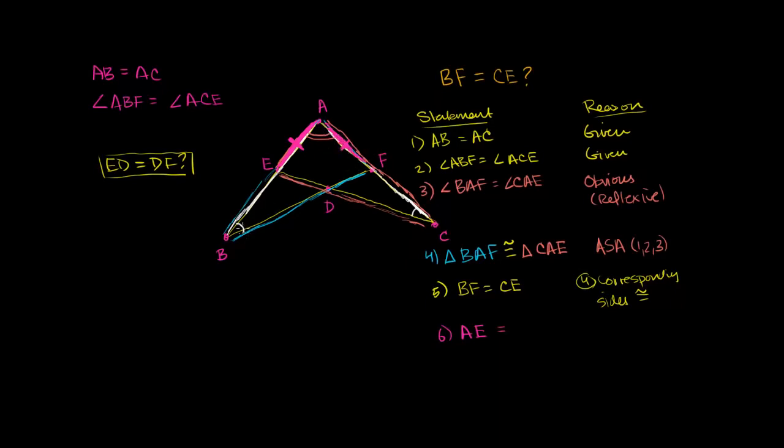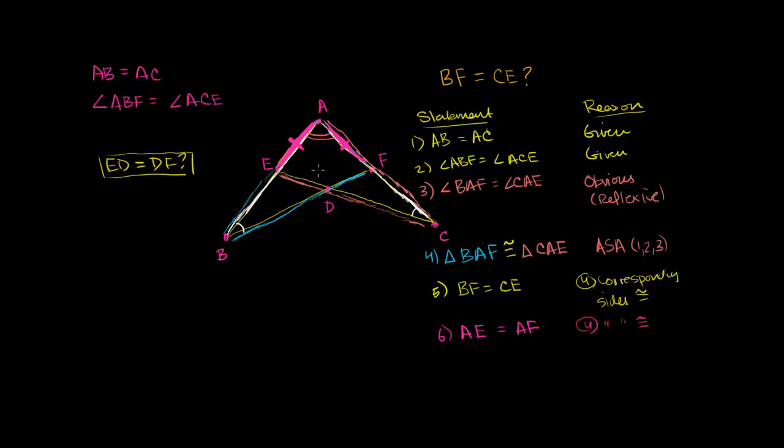AF is the side opposite the white angle in triangle BAF, and AE is the side opposite the white angle in triangle CAE, which we know are congruent. So we know that AE is equal to AF. And once again, this comes from statement 4, and we could even say corresponding sides congruent. Same reason as we gave right up here.